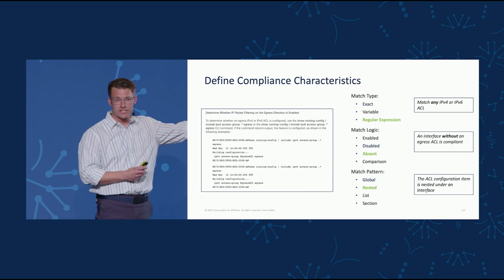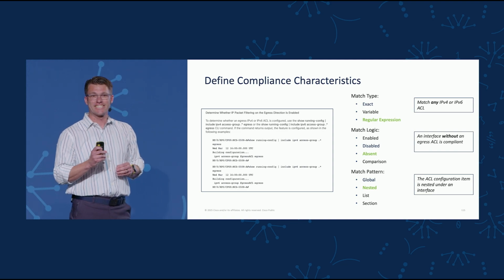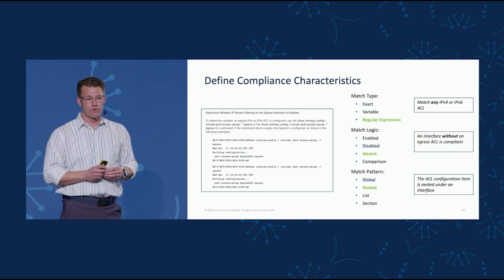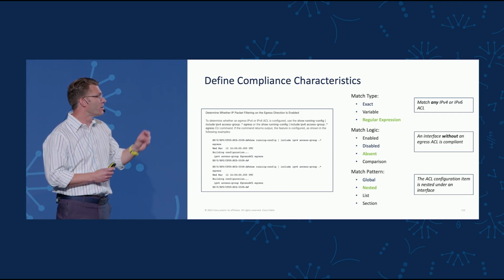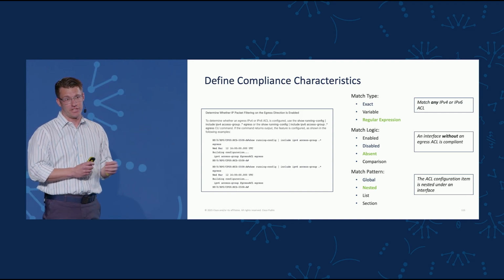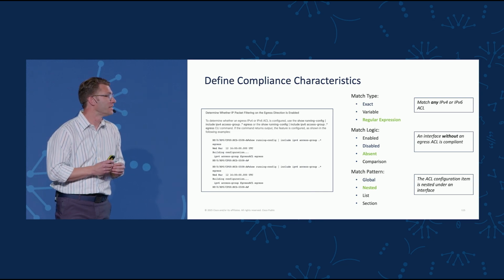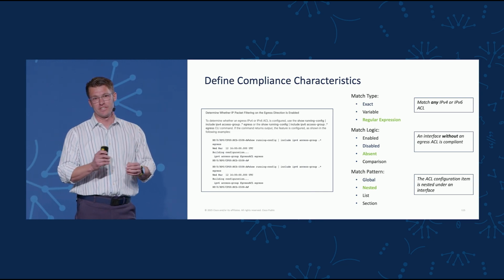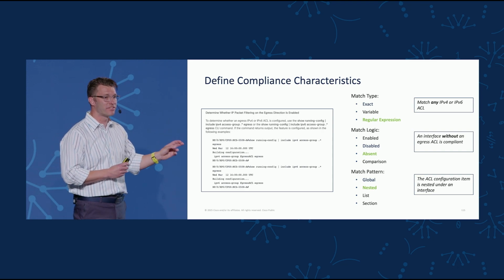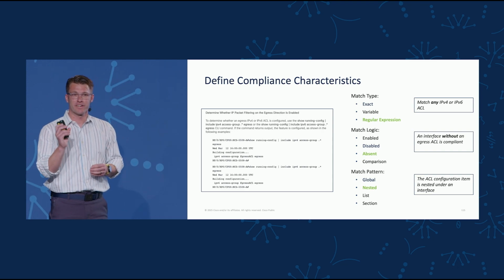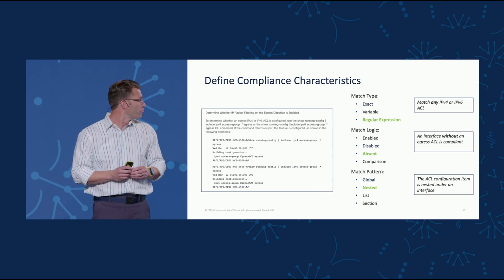Recall our match conditions. In this case, we want to use a regular expression to match any IPv4 or IPv6 ACL. Next, we want to use the absent condition. In our case, a compliant configuration is an interface without an ACL applied. And finally, this is a nested match. We are trying to find ACLs applied underneath an interface.